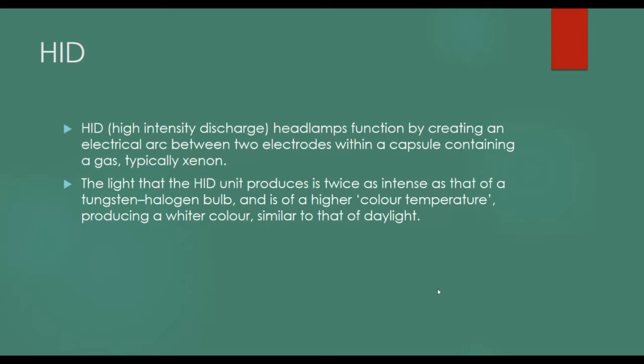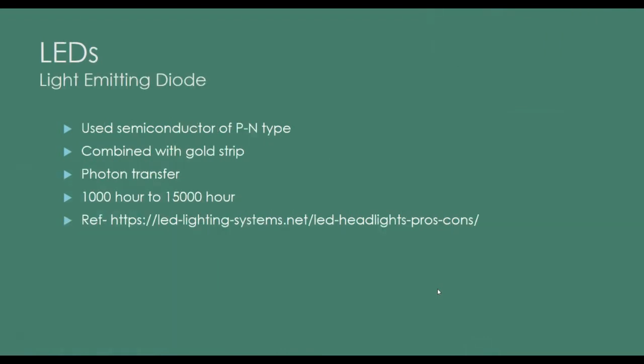This is the high intensity discharge tube. Charge flows between two electrodes within a capsule containing a gas, typically xenon. It produces ultraviolet rays, and when these are reflected from the fluorescent material, white light of lower frequency is produced. The HID is twice as intense as the tungsten halogen bulb, and it produces light at a higher temperature. That's why the white color is similar to daylight.